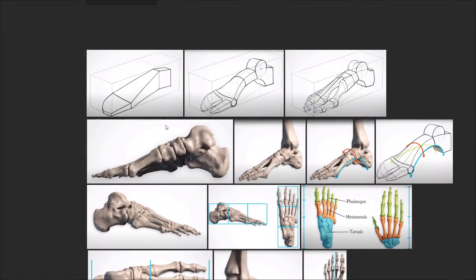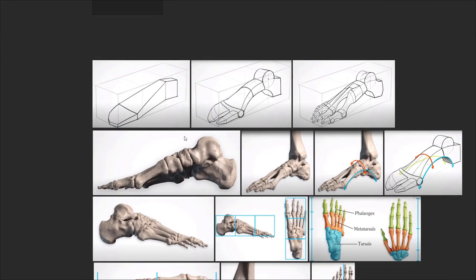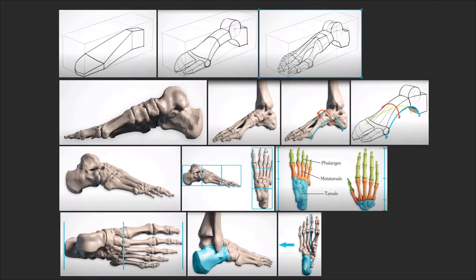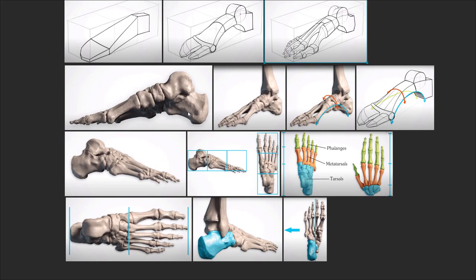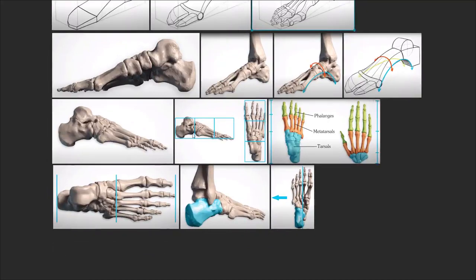So yeah, as you can check here, we have three options for understanding the blocking for the feet bones. And here we have some nice images from a lot of angles to use as a reference.